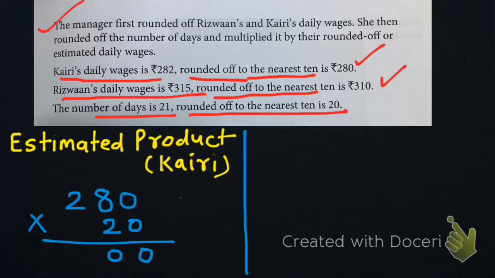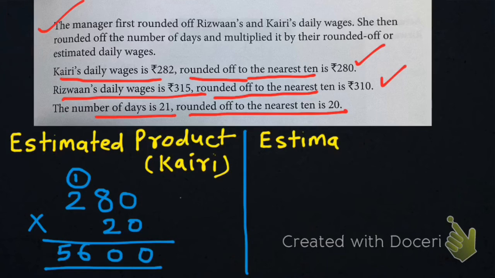this 28 by 2. So 28 by 2 will give us: 8 into 2 will be 16. Okay, 16, right here 6 and carry forward 1. Then 2 into 2 will be 4 plus 1 will give us 5. So this is our answer, students, 5600. That's how the manager calculated the estimated product.